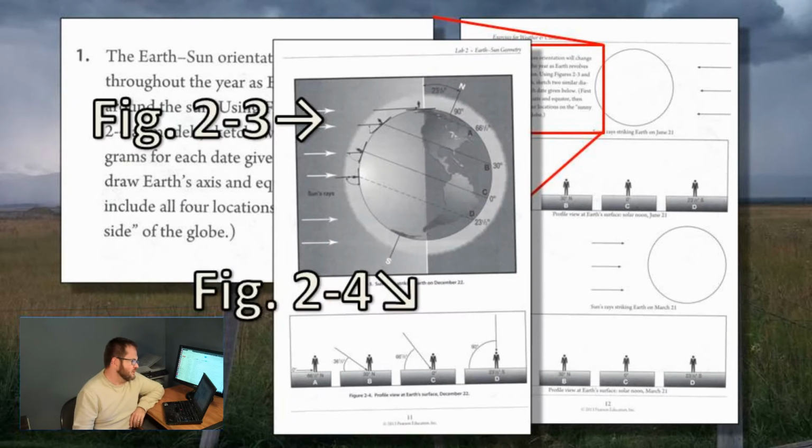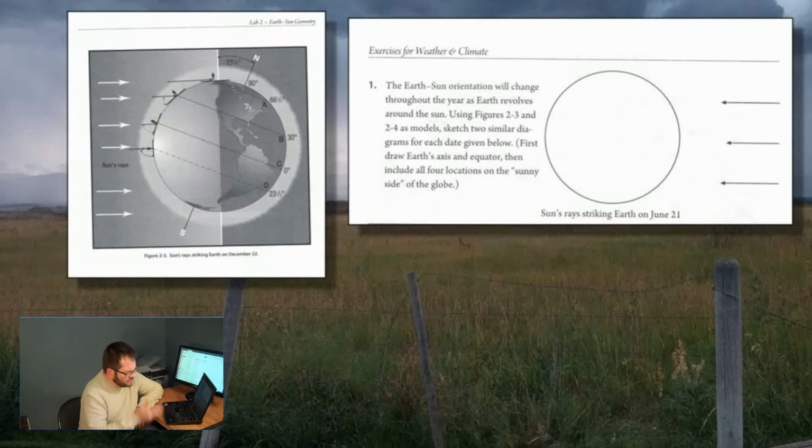So let me make it a little clearer here. This is figure 2.3 and that's figure 2.4. Those are the figures that you're trying to reproduce in the diagrams in your workbook. So let's focus first on 2.3. You have a little globe there. That circle is supposed to be a globe, just like the globe that they have drawn over there on the left in their figure 2.3.